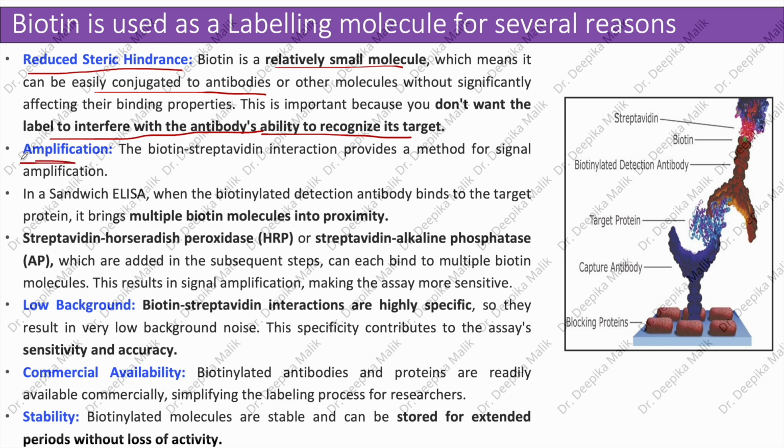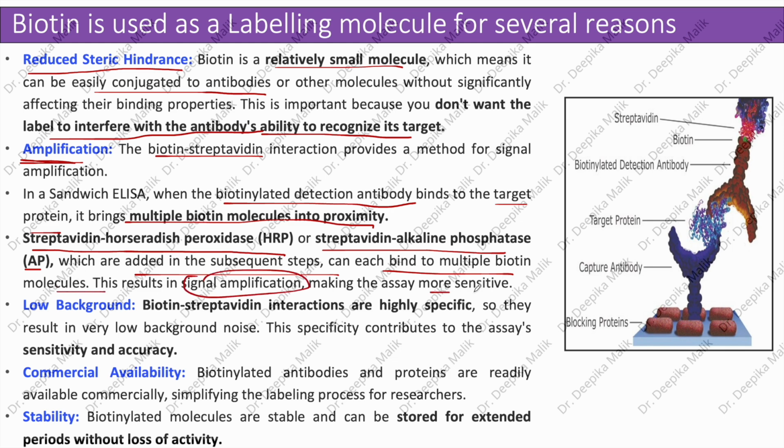Amplification. The biotin-streptavidin interactions provide a method for signal amplification. In a sandwich ELISA, when the biotinylated detection antibody binds to the target protein, it brings multiple biotin molecules into proximity. Streptavidin horseradish peroxidase or streptavidin alkaline phosphatase, which are added in the subsequent steps, can each bind to multiple biotin molecules. This results in signal amplification, making the assay more sensitive.